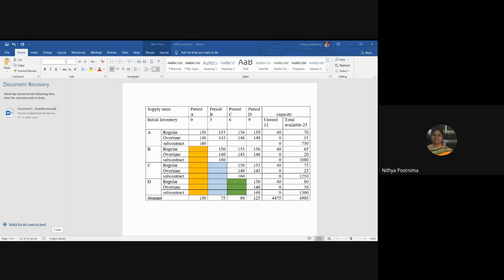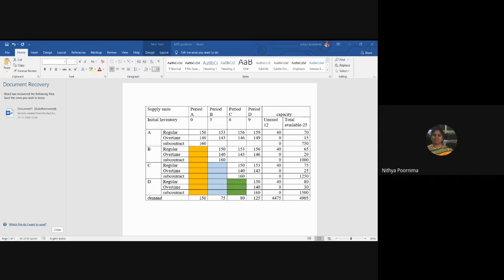So we'll continue with the allocation part. Now we need to start doing the allocations. We know that the initial inventory was 25, right? So the initial inventory that has been allocated was 25. So I have to start with this allocation, but the demand is 150. So first we will start doing the allocation for period A.